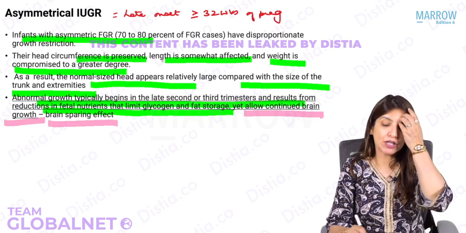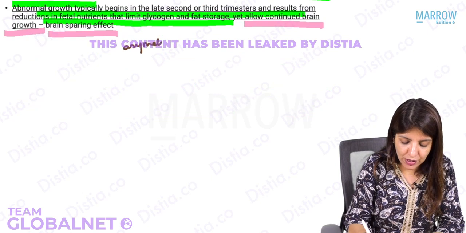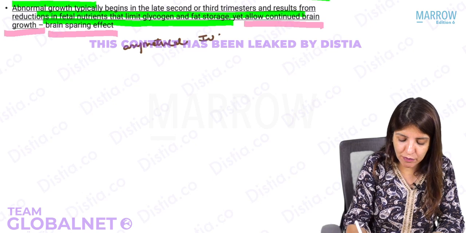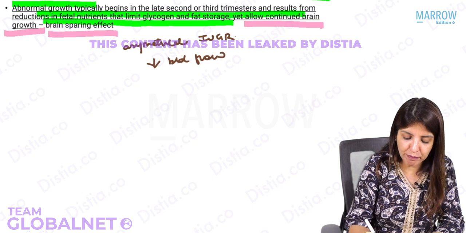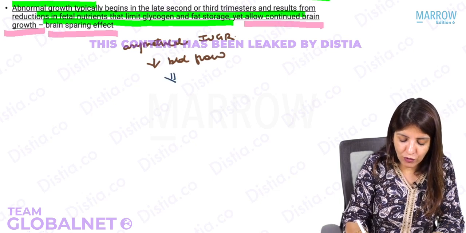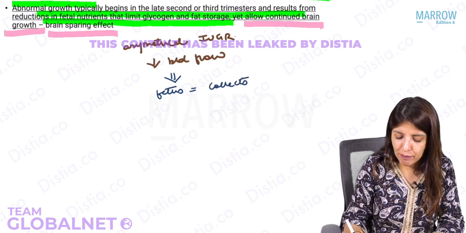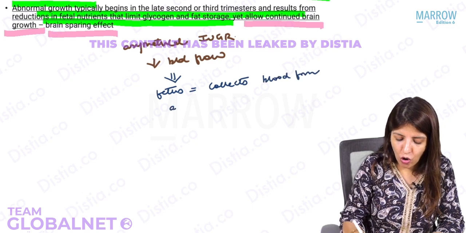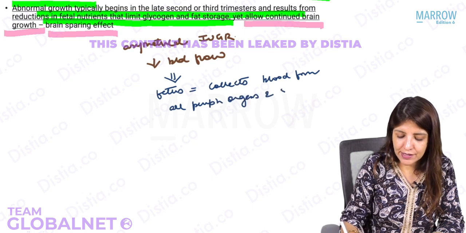So what happens in asymmetrical IUGR? In asymmetrical IUGR, whenever there is decreased nutrient supply or decreased blood flow, what is going to happen? Because of this decreased blood flow, what is the fetus going to do? The fetus collects blood from all the peripheral organs, right, and sends it to the brain.